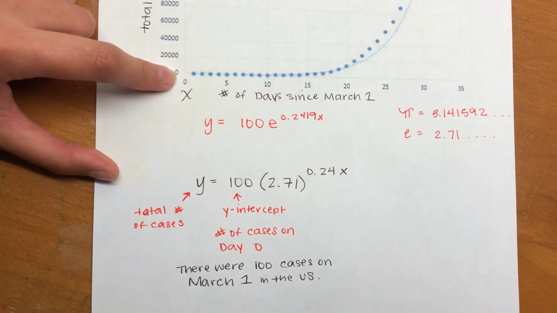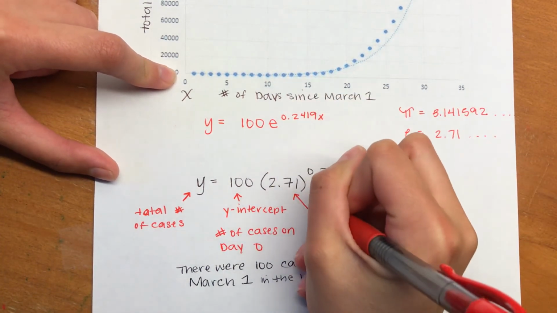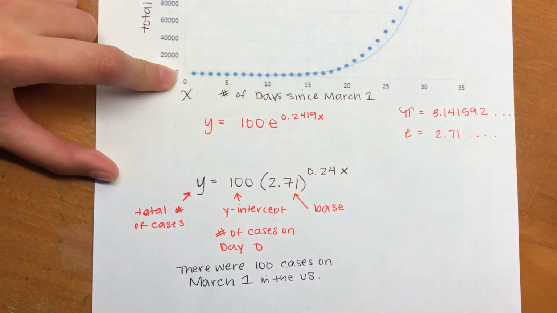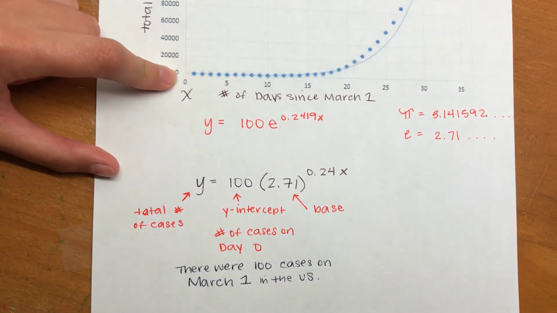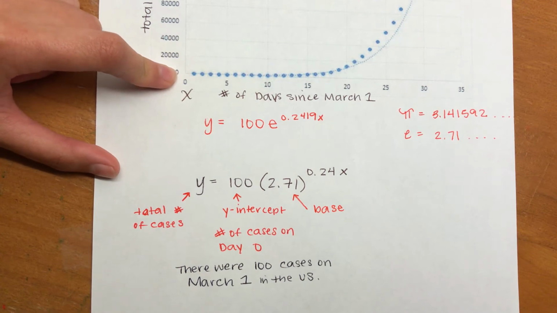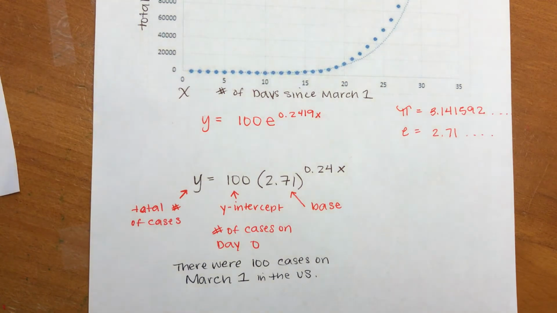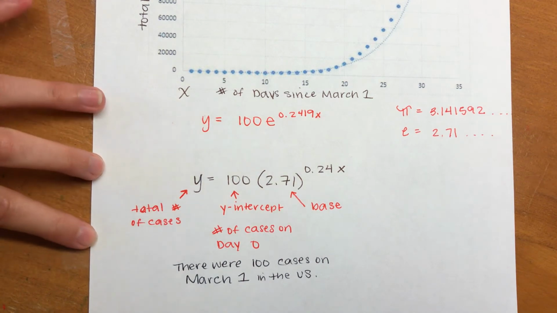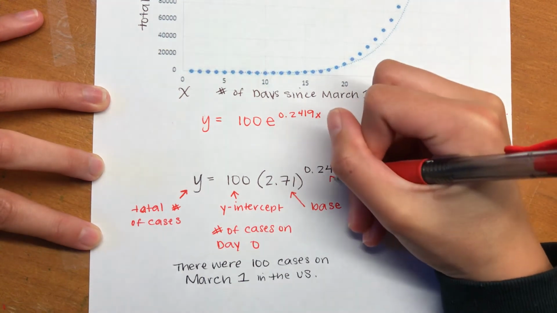All right, we've got a base of 2.71. So this is our base. But what does that mean? The base. Now think about if I had a base of 2 to the x, right? That means whatever my x value is, that's how many times I'm multiplying 2 by itself, right? So we actually have to do something a little different because this one's 0.24x.